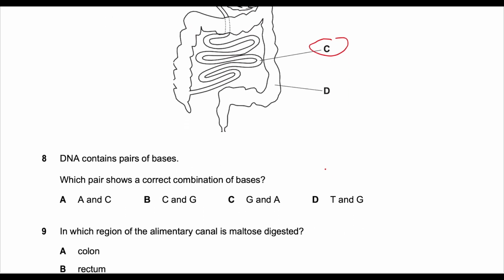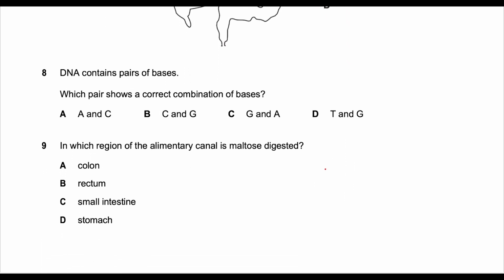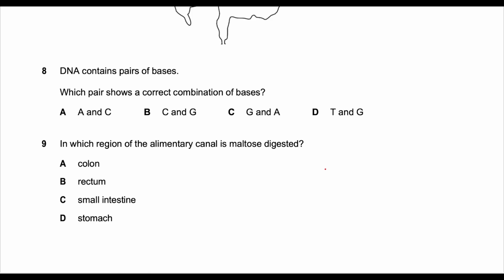Move to question number 8. DNA contains pairs of bases. Which pair shows a correct combination of bases? We remember Chargaff's rule or the base pairing rule. Adenine all the time double bonds with thymine, guanine all the time triple bonds with cytosine. So the right answer here is sure B, C and G.